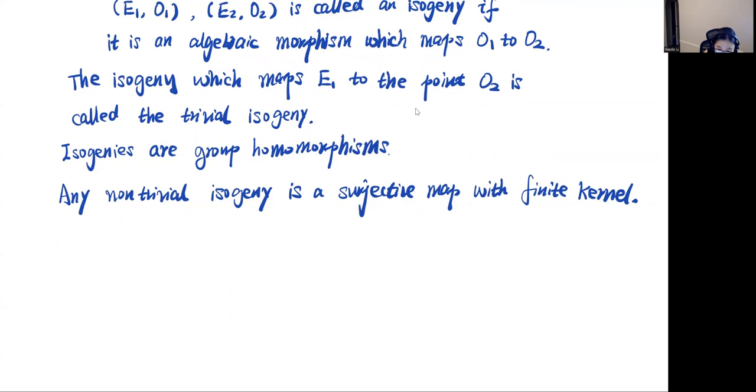Another important thing we need to know is that because isogenies are algebraic maps, they naturally induce maps on the Pic^0 of the elliptic curves, on the divisor class groups of those elliptic curves. So, let me make a definition. Let phi from E1 to E2, omitting the base points O1, O2, be a non-trivial isogeny.